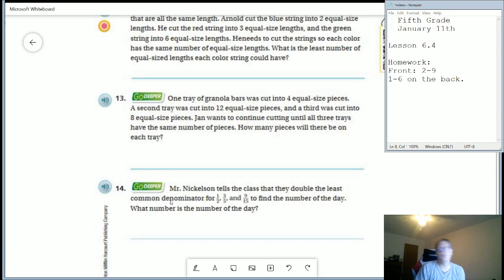And I'm not even worried. I don't even care what the top numbers are. We need to find a common multiple of 2, 5, and 15. So what can we do to find that? And what is that number?